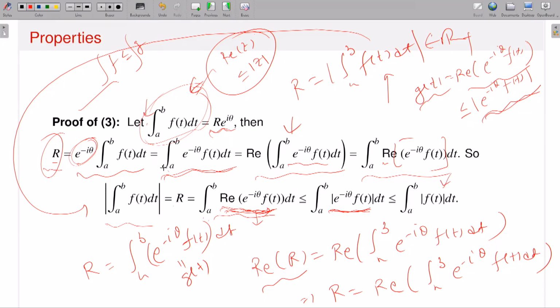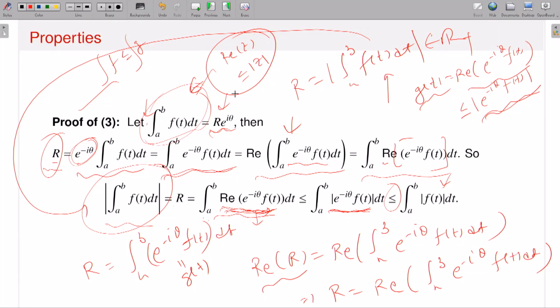So look at the left-hand side. If I take the absolute value of my integral from a to b of f(t) dt, then this is dominated by the integral from a to b of the modulus of f(t) dt. That means I can push my modulus of the integral inside the integral, but there should be an inequality. So this is a nice trick. This is the trick actually.